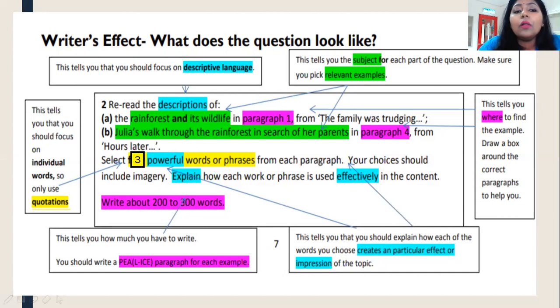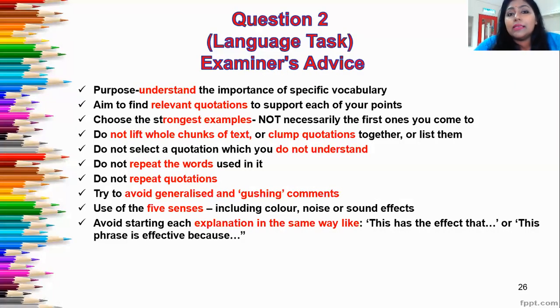And make sure that all these words and phrases selected contain strong imagery, so that you can explain effectively why the writer has used such words in the passage, or what kind of effect these particular words create when a reader reads them. Okay, and the most important part of your writer's effect is what the examiners would like to share. Number 1, you need to understand that the examiner is giving so much importance to the specific vocabulary. That means you need to use powerful commentary, powerful vocabulary, and sophisticated ideas in order to answer this language task. And obviously it aims to find relevant quotation to support each of your points.